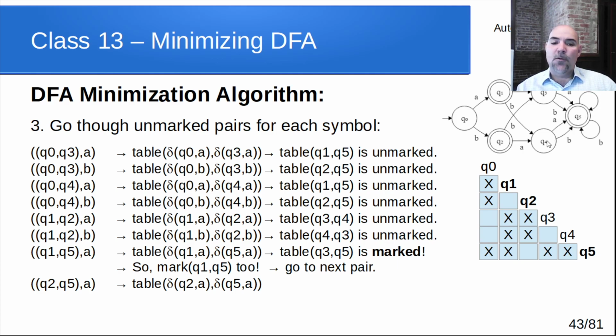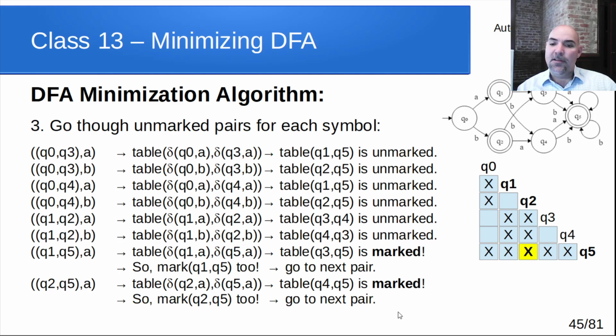So we now have 4, 5. We look up in the table 4, 5. 4, 5 is marked. And because 4, 5 is marked, we now have to mark 2 and 5. So we now add that to the table. So 2, 5, we've added this new mark there to the table. And we've marked that. We only have one left now, and that's 3, 4.